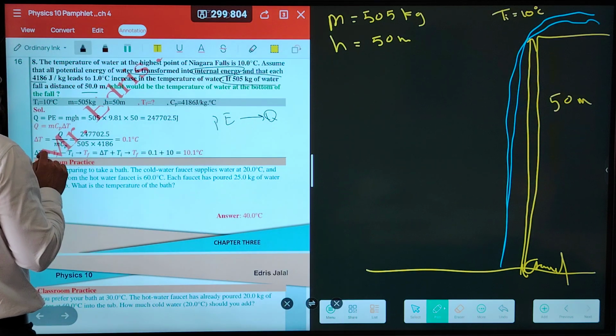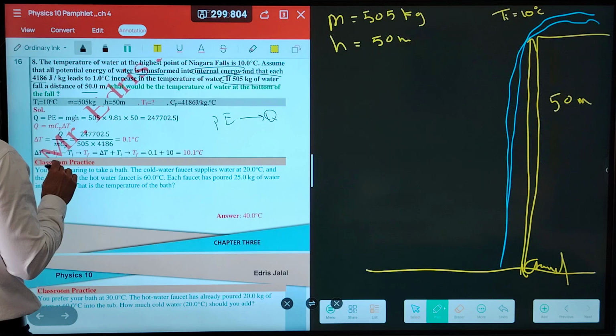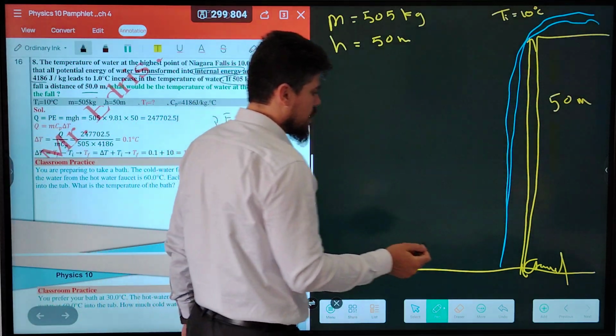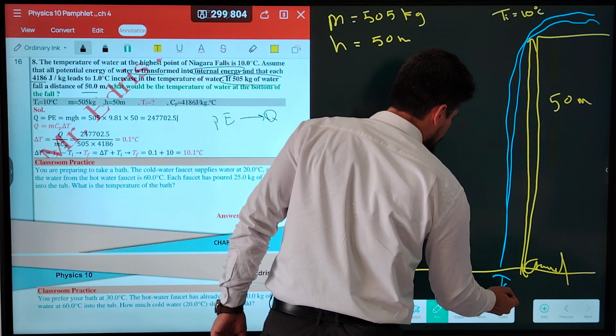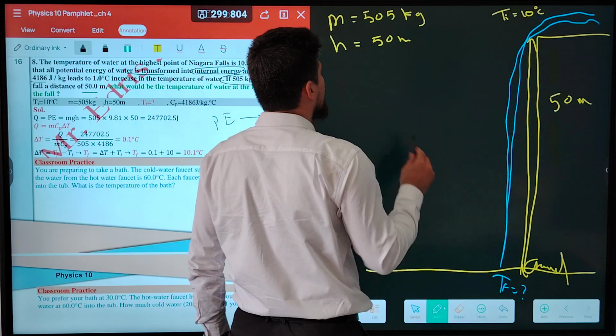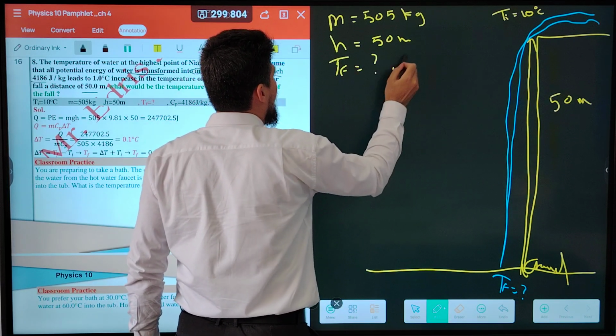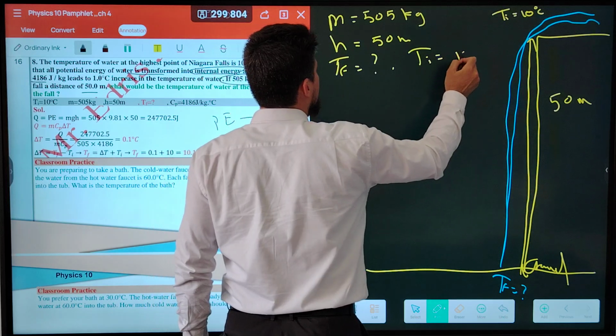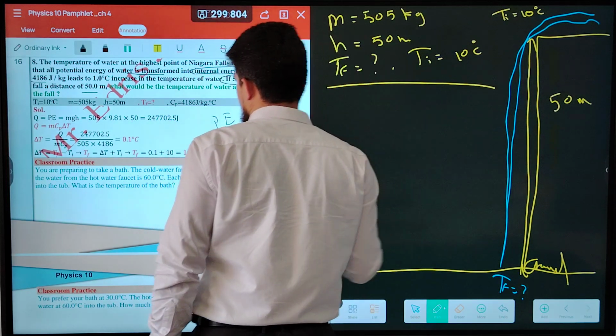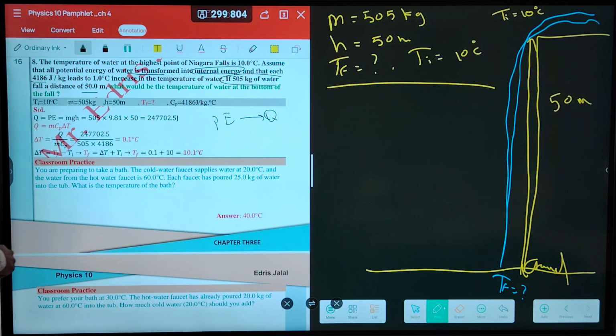Fall distance 50 meters. What would be the temperature of the water at the bottom of the falls? At the bottom of the falls, T final is unknown. What is unknown? T final. T final is unknown, okay? While T initial at the highest point, 10 Celsius, is known, okay? How can you determine delta T?